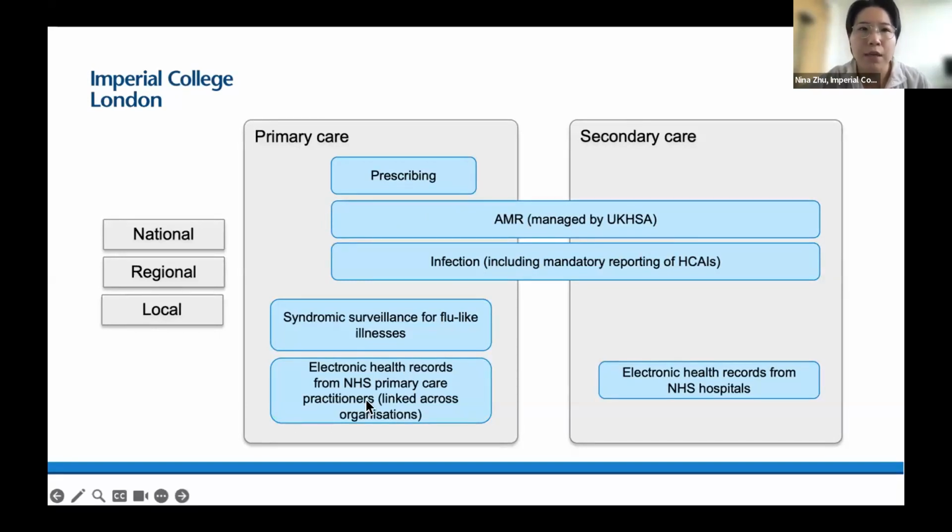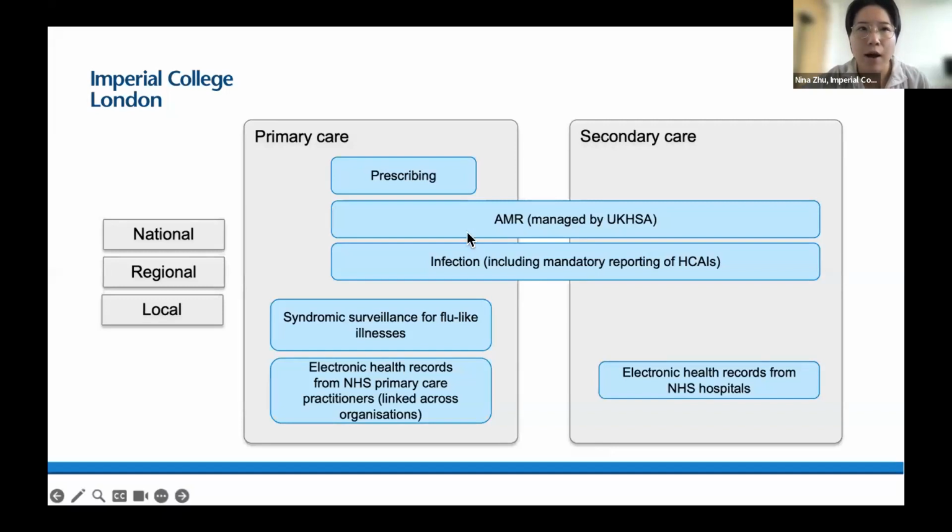Then both in primary and secondary care, we also have routine electronic health records. Primary care is for NHS primary care practitioners, and secondary care is across NHS hospitals. But in primary care, we have a data set that is linked at national level. By that I mean the electronic patient records, the routine records, are linked at national level, including hundreds and hundreds of general practitioners, while in secondary care we don't have such linked records available with the same level of granularity. So this is an overview of everything we have in England at the moment.